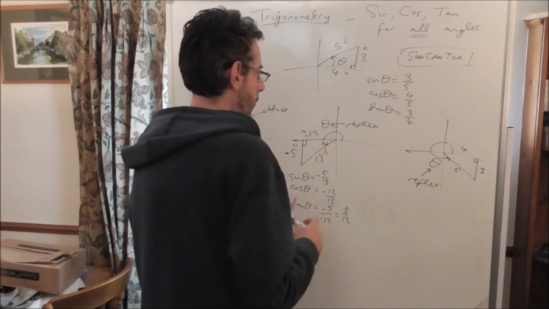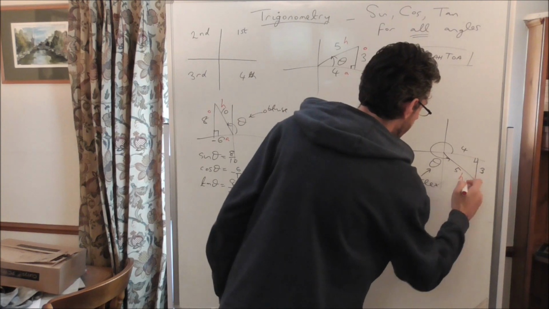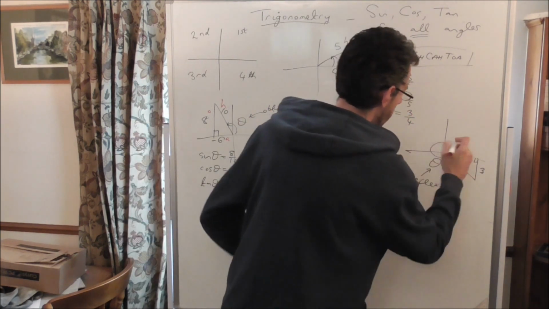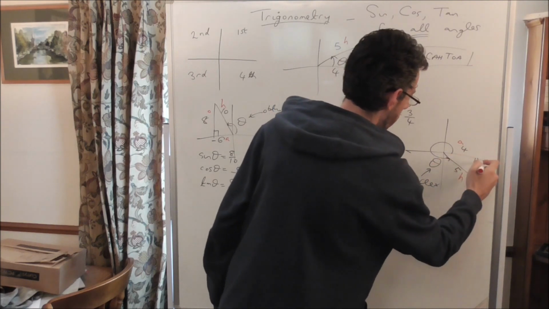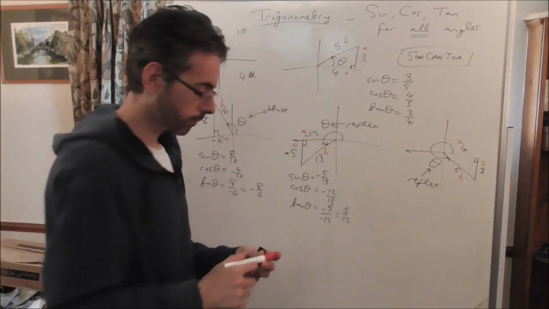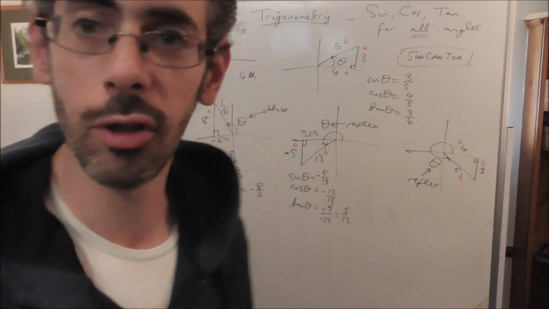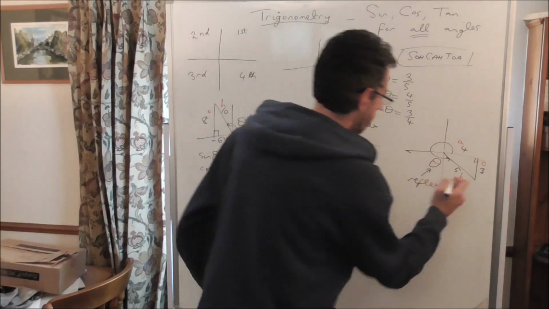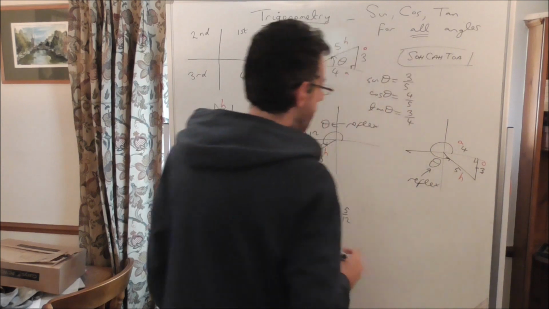So let's label the sides. This side's the hypotenuse. The adjacent side is next to the angle here. So this is the adjacent, and this side is the opposite side. Now notice the adjacent side's going to the right, so we treat it as a positive number, but the opposite side's going down, so we treat it as a negative number.